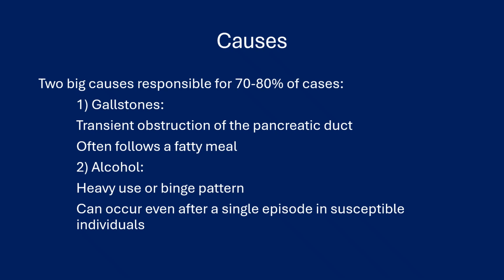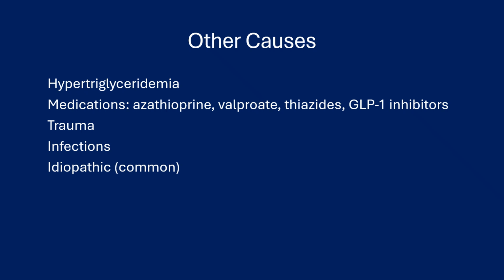Causes: two big causes responsible for 70 to 80% of cases. Gallstones, where you have a transient obstruction of the pancreatic duct, often following a fatty meal. Alcohol, where there's heavy use or binge pattern drinking. I have seen it occur even in people with just a single episode of heavy drinking in susceptible individuals. Other causes include elevated triglycerides, medications, azathioprine, valproate, thiazides, which are often used for blood pressure management, GLP-1 agonists, which are currently in the news so much for weight loss and diabetes management, trauma, infections, and idiopathic, where we simply don't know what the risk factor was that led to the first episode of pancreatitis.